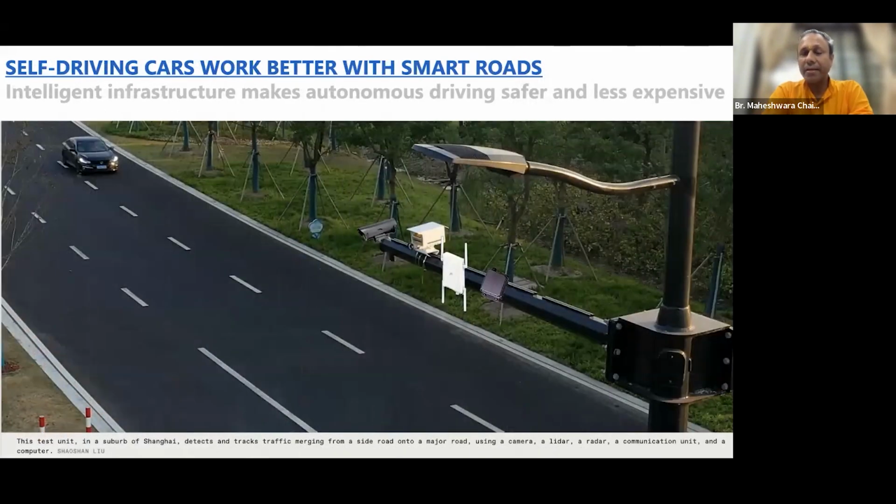Self-driving cars work better with smart roads. This is the concept of intelligent infrastructure that makes autonomous driving safe and less expensive. This is a test unit in Shanghai, detecting and tracking the traffic merging from a side road to a major road. Everywhere there is a camera, everywhere there are sensors to detect the movement of the vehicle. Again, this is a self-driving car. There is no human being driving, it is controlled by machines, but used by human beings. So this is how things have changed now.